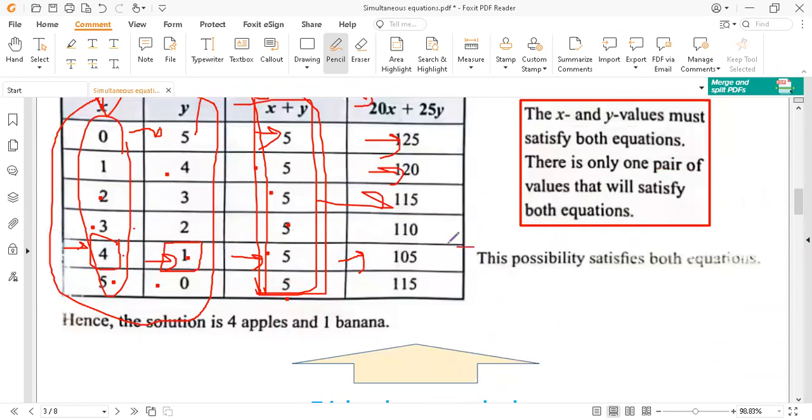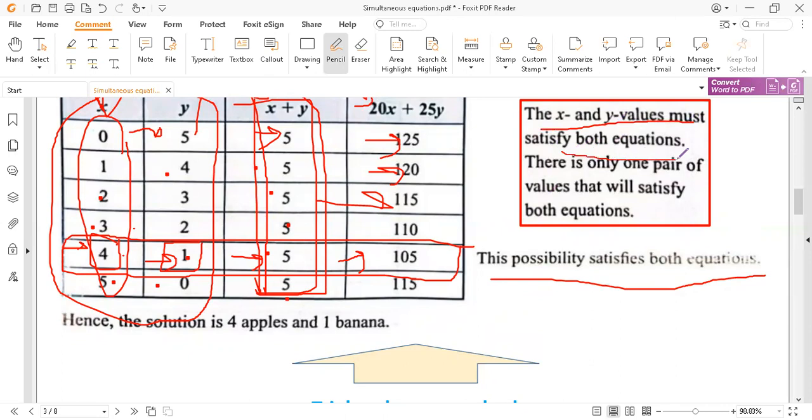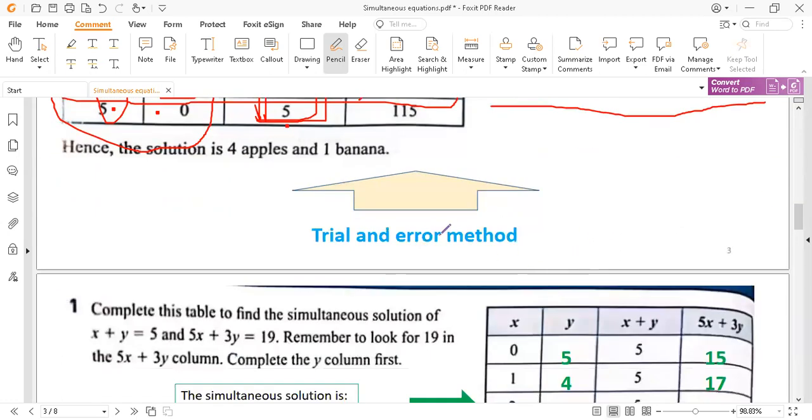Okay, so normally this line is our clue. Okay, this possibility satisfies both equations. So normally this is what we call the simultaneous equation. So the x and y values must satisfy both equations. There is only one pair of values that will satisfy both equations.